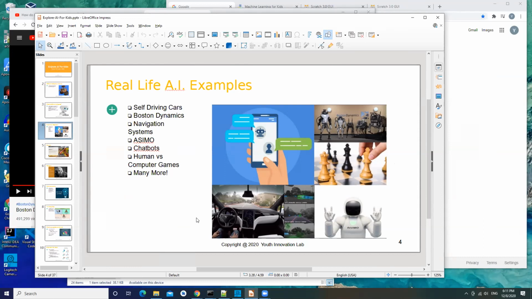But we have some other AI which is not necessarily so advanced, like the chatbot. So the chatbot is something like Siri, right? They can answer your question. Sometimes you have fun with them. They can give you some ridiculous answers. But this is some sort of AI built into the chatbot.